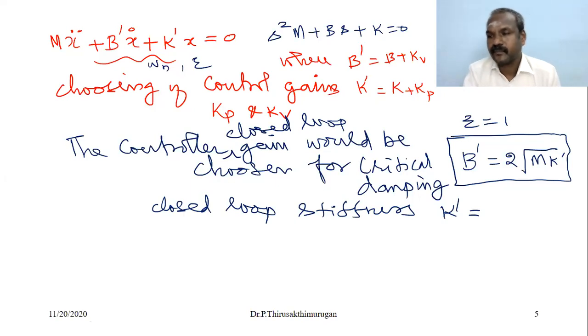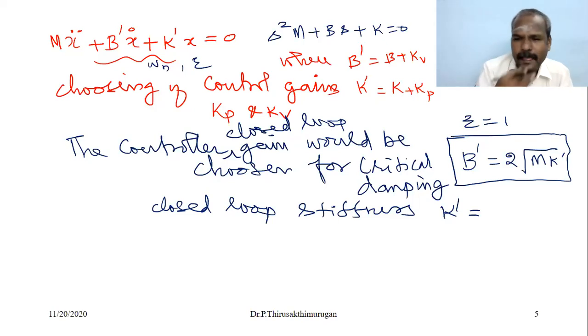Any idea? So b dash by 2 the whole square. Yes. b dash by 2 the whole square by. I am asking the k value. Sorry. What is the k value?